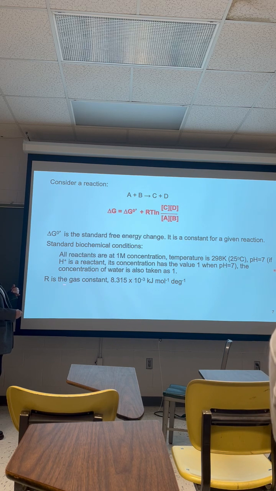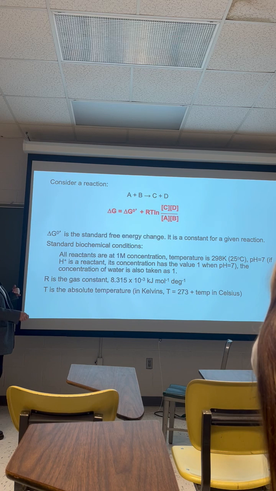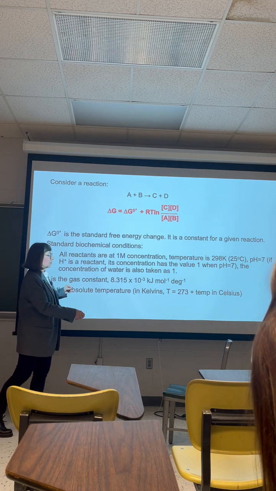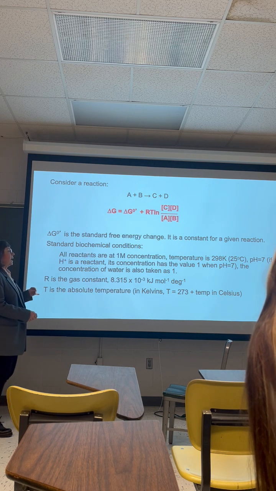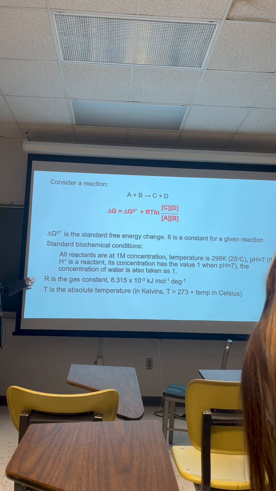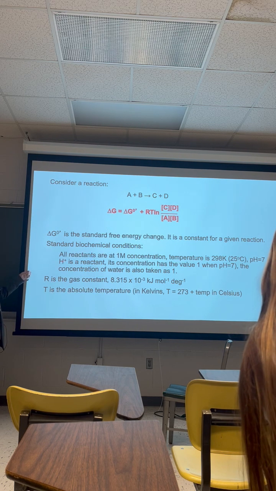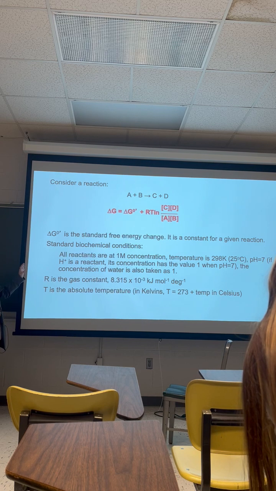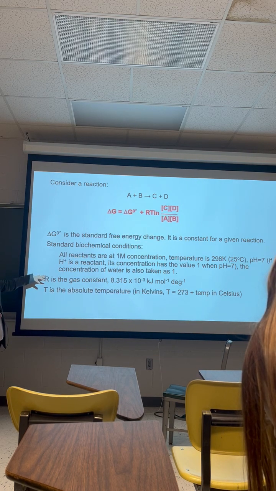What is R? R is a gas constant, and T is the absolute temperature in kelvins, as I said, so you are converting from Celsius to Kelvin. I will not be asking you to calculate delta G, so you don't need to deal with those R and T's and so on, but for the record, we have to list it here.